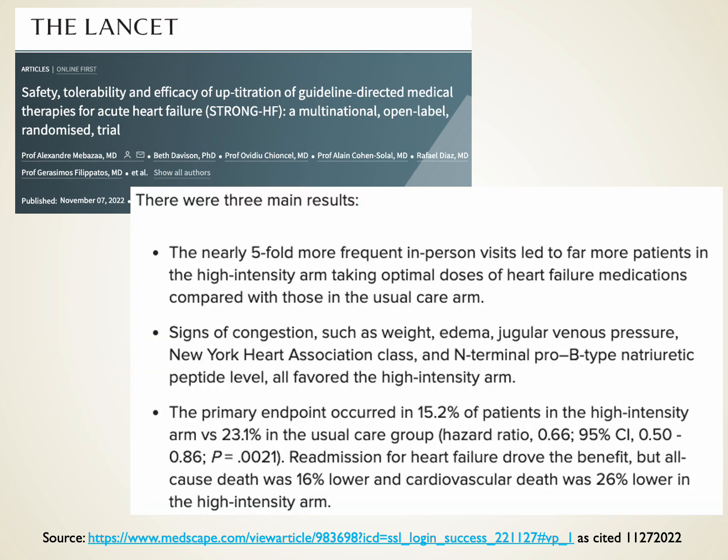The results in this fairly moderate-sized trial indicated that there were significantly fewer patients with clinical endpoints in the high-intensity arm compared to the control group. The high-intensity group also had a 16% lower all-cause death and a 26% lower cardiovascular death at 6 months. And that's pretty impressive.